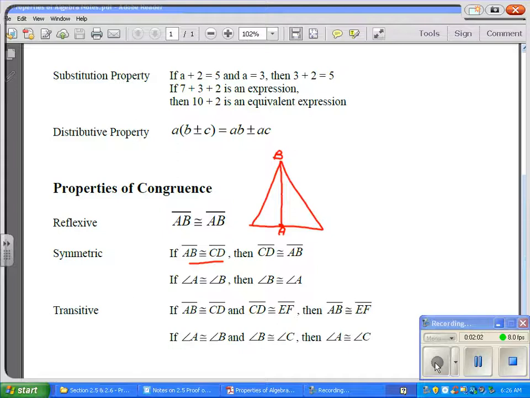Or even with the angles, angle A is congruent to angle B. Now transitive is a little different. What you end up having is these two in the middle that happen to be the same segment. So if you know AB is congruent to CD and that CD is equal to EF, then it's just a logical conclusion that AB would be equal to EF because they're both equal to the same thing. That's like saying AB is equal to 7 and 7 is equal to EF. Well, if they're both equal to 7, then they obviously are equal to each other. And you can do that with angles or segments, and that's called the transitive property.